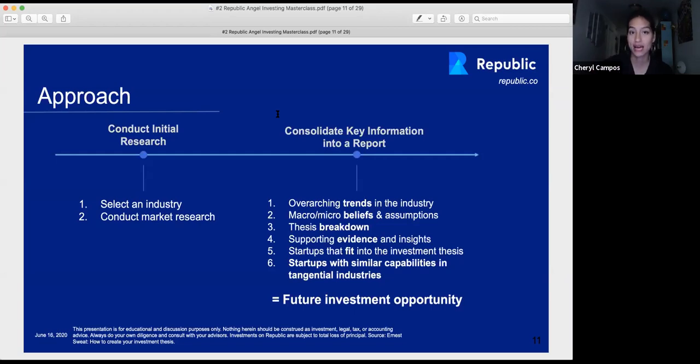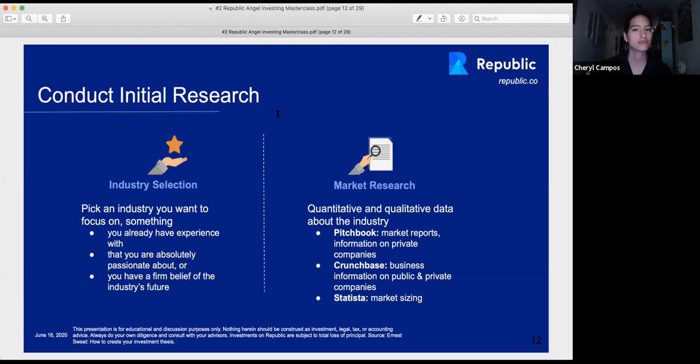And we'll actually go into that in a second, but that is all of that research, all of that really developing your idea into this report can really inform you of when you spot that next investment opportunity. So just in conducting initial research, how do you do it? One, you pick an industry you want to focus on. So there are 3 different ways to do that.